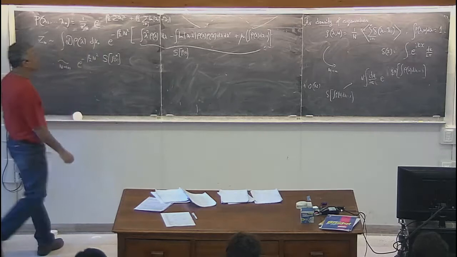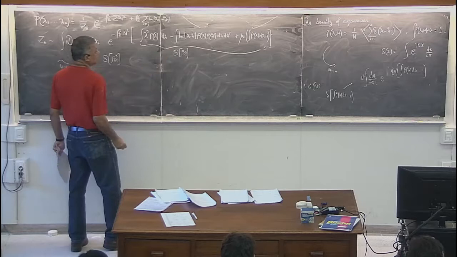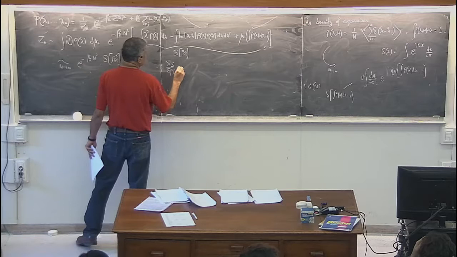So how do I get this saddle point density? I just have to minimize this guy, right? Because in the large n limit, the most dominant contribution will come from this minimum. So I have to look for the saddle point density. So this is a functional derivative which should be equal to 0 at rho equal to rho star.